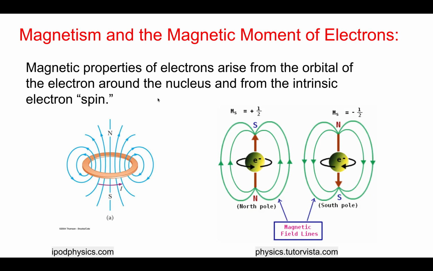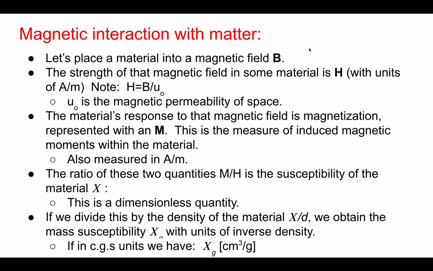All right, so let's just quickly talk about some magnetic properties. An electron can produce 2 types of magnetic fields, one basically due to its orbit around some nucleus, and one due to its intrinsic spin. Okay. Now, let's say I have some material and I place it into a magnetic field. Let's say it's a B field. The strength of that field within the material, let's call it H. Now, the material's response to that B field, let's call it M. Now, the ratio of these two quantities, M divided by H, is the susceptibility of that material, chi.